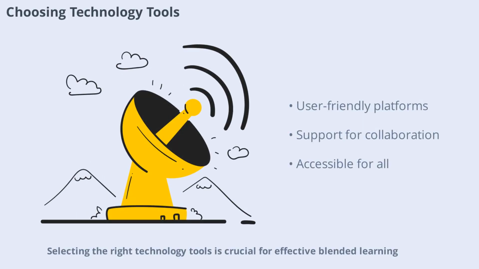Selecting the right technology tools is crucial for effective blended learning. Consider platforms that support communication, collaboration, and content delivery. Learning management systems, video conferencing tools, and interactive apps can enhance the learning experience. Ensure that the chosen tools are user-friendly and accessible to all students. Provide training and support to help both teachers and students become comfortable with the technology.